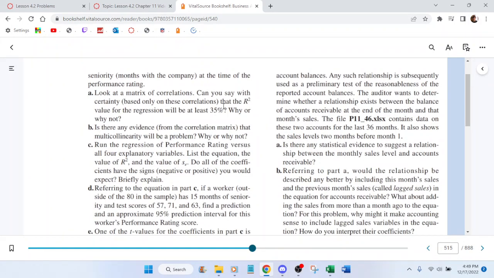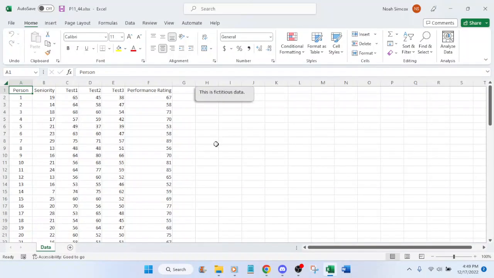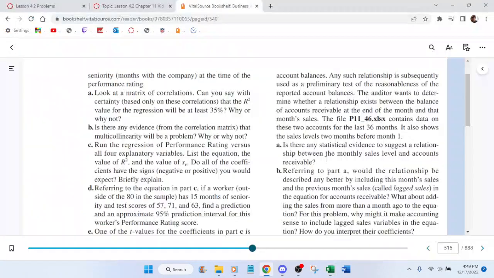Look at a matrix of correlations. So it's pretty easy. You just select all of them and then do correlations. That's funny.